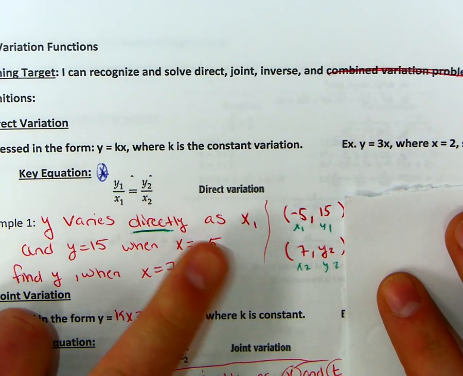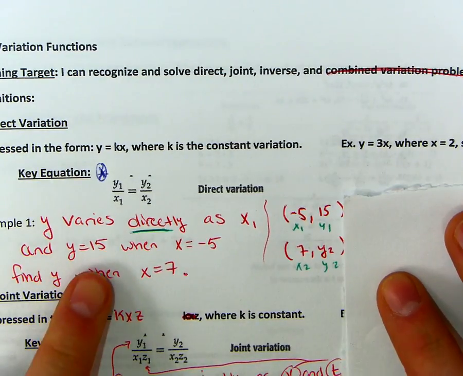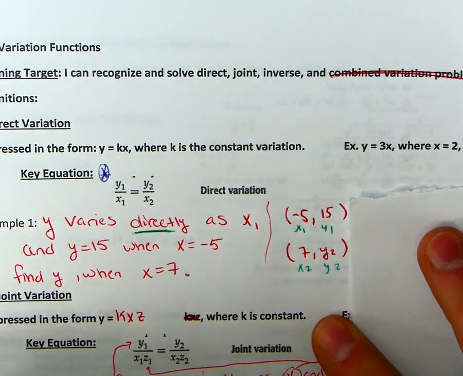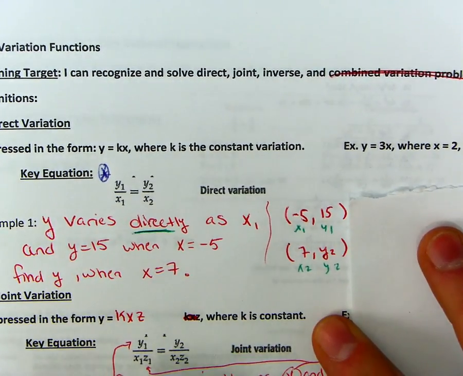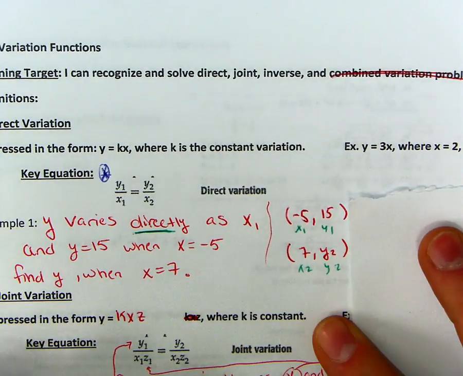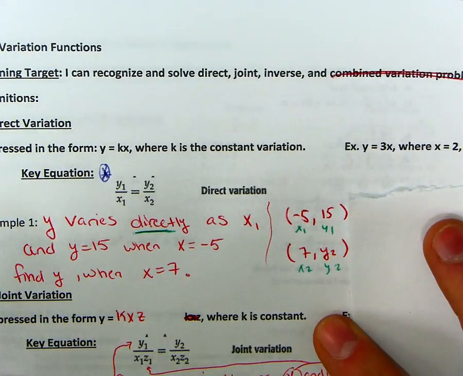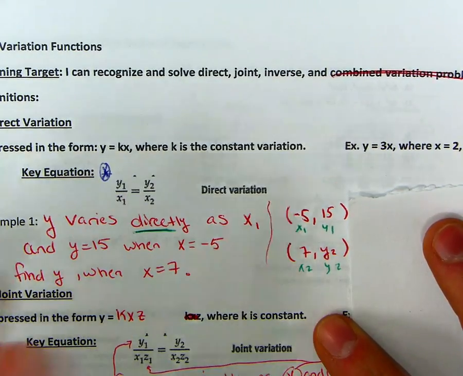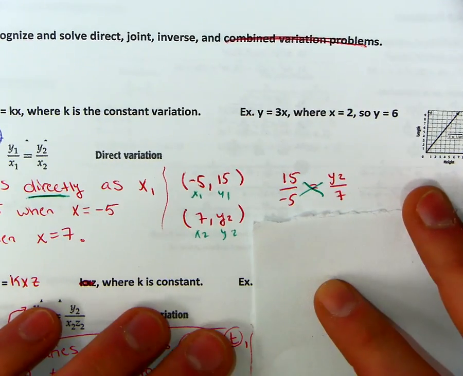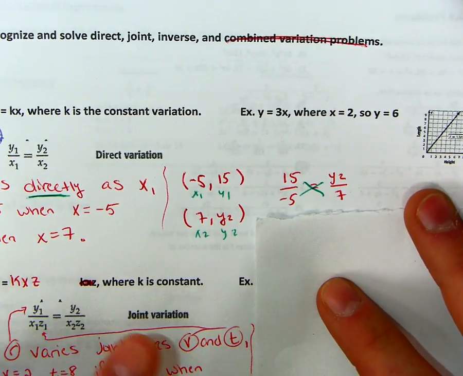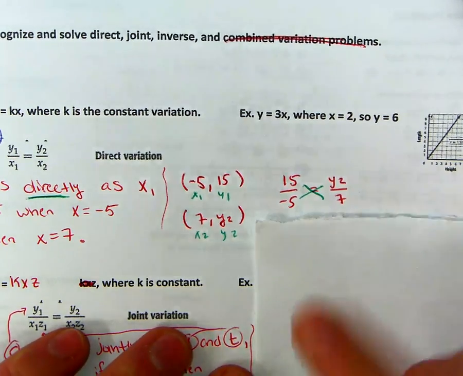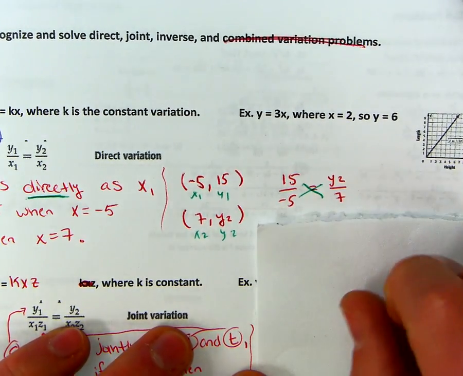So it says y varies directly as x, and y equals 15 when x equals negative 5. So that's just my one pair, x1, y1. Now you could have that as your x2, y2. You just can't flip-flop with the 7. And it says find y, so that's our missing y, y2, when x equals 7. So 7 is going to be our x2. From there, you're just plugging all those numbers into our key equation, our proportion. So now we have 15 over negative 5, y1 over x1 equals y2 over x2. You have two fractions with an equal in the middle, so you can do cross multiplication here.